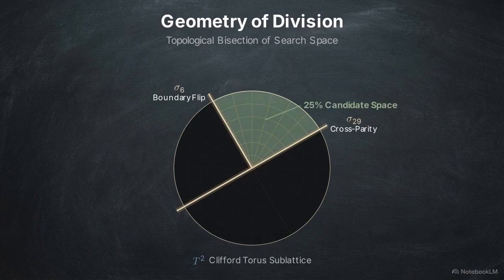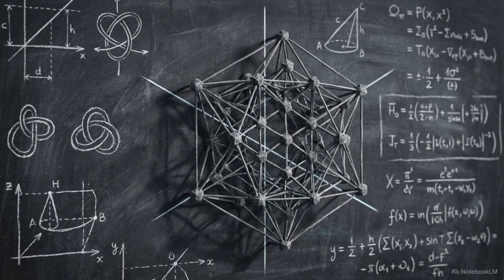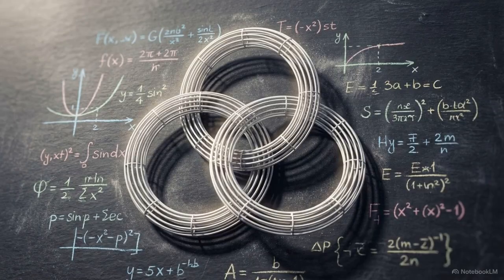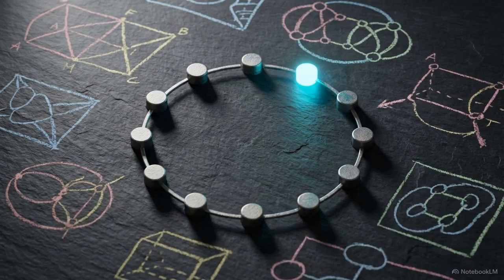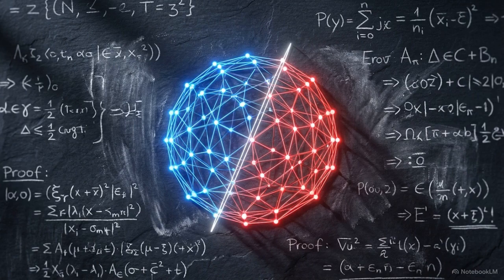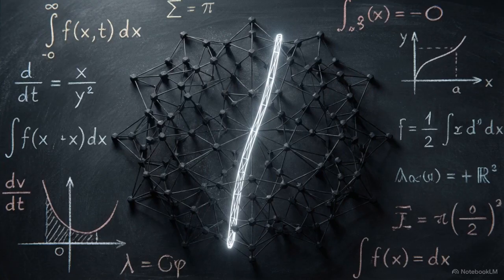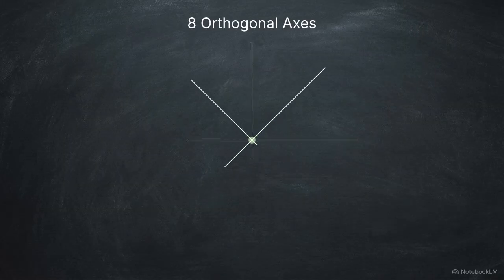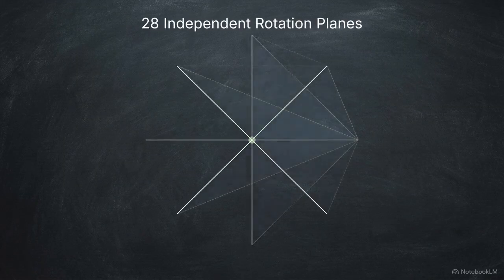candidate regions. To understand the speed of these solutions, we have to analyze the trilateral toral architecture, the 12-step orbit, and the sigma-29 cross-parity involution. Solving the discrete logarithm problem is a deterministic geometric boundary problem. 8-dimensional space contains 28 independent rotation planes.